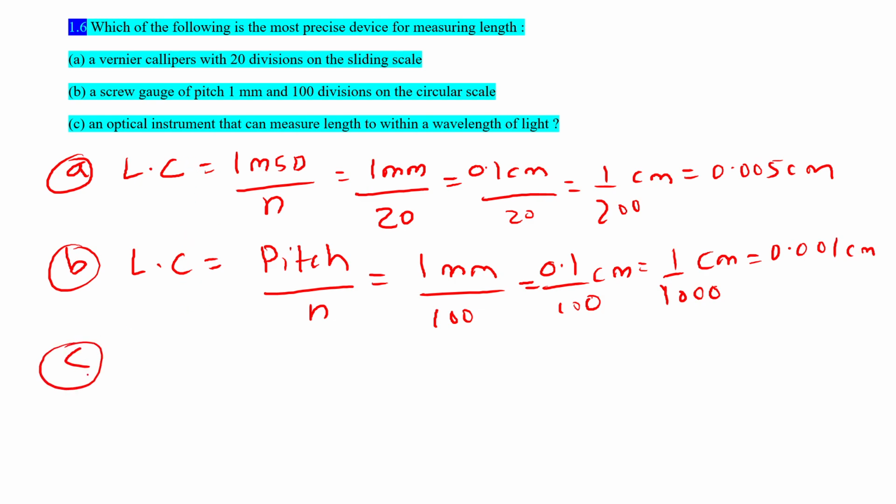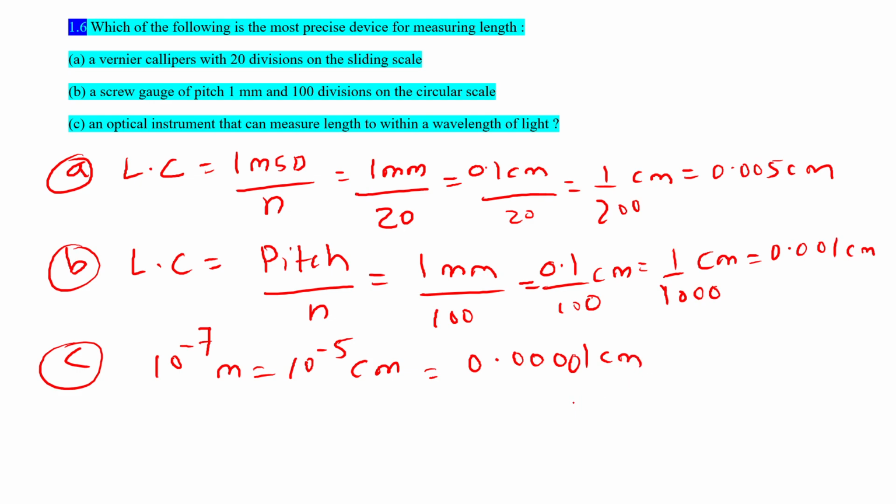And if we go to option C, an optical instrument that can measure length to within a wavelength of light. The wavelength of light is usually of the order of 10 to the power minus 7 meter, so you will get 10 to the power minus 5 centimeter, which is 0.00001 centimeter.